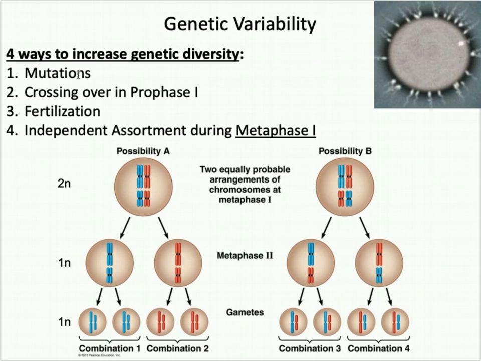Another way to increase genetic diversity is that fertilization is random. So at any given point, a sperm with its unique DNA can fertilize any egg.